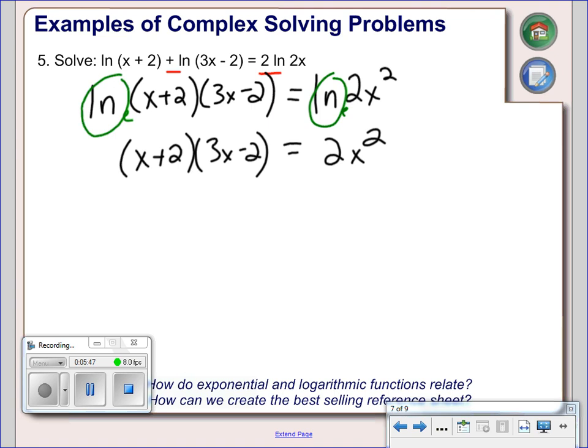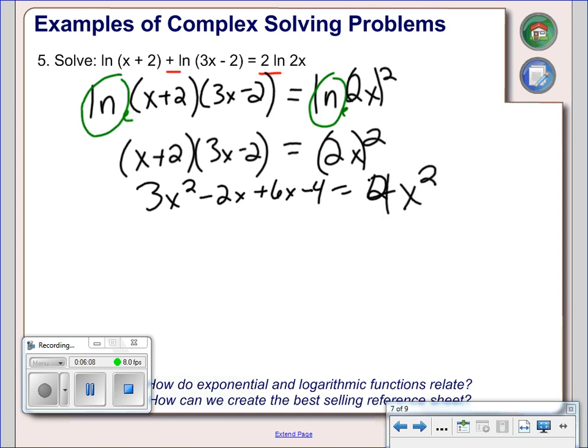So I can now distribute, and I have 3x squared minus 2x plus 6x minus 4 equals 2, oh, sorry, that was supposed to be in parentheses, 2x, quantity squared, because the whole thing was squared, which is 4x squared. That looks a little bad. I'll go ahead and fix it and make that 4.